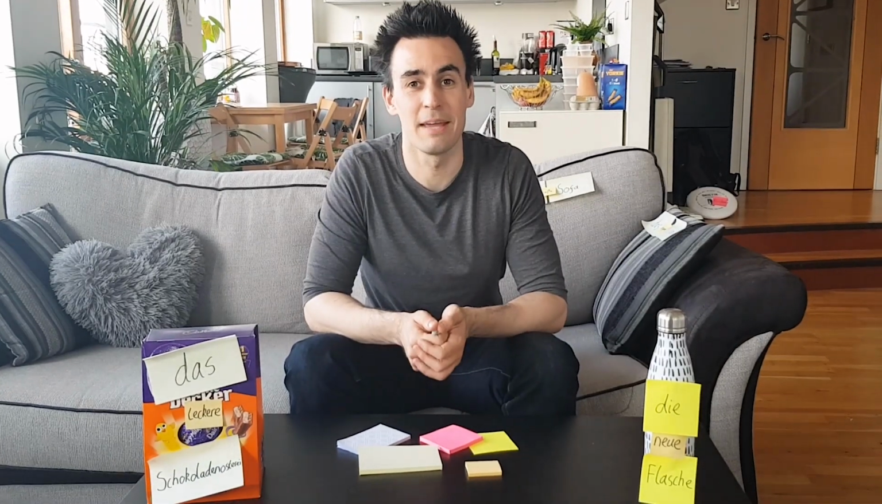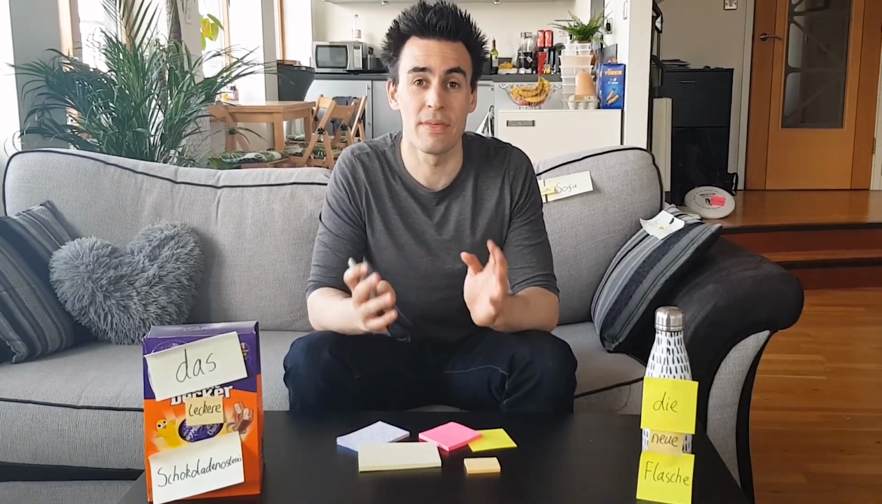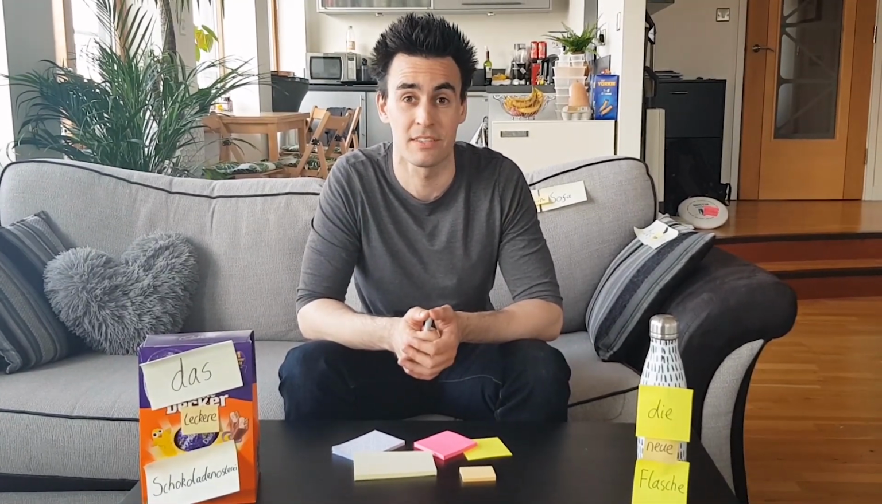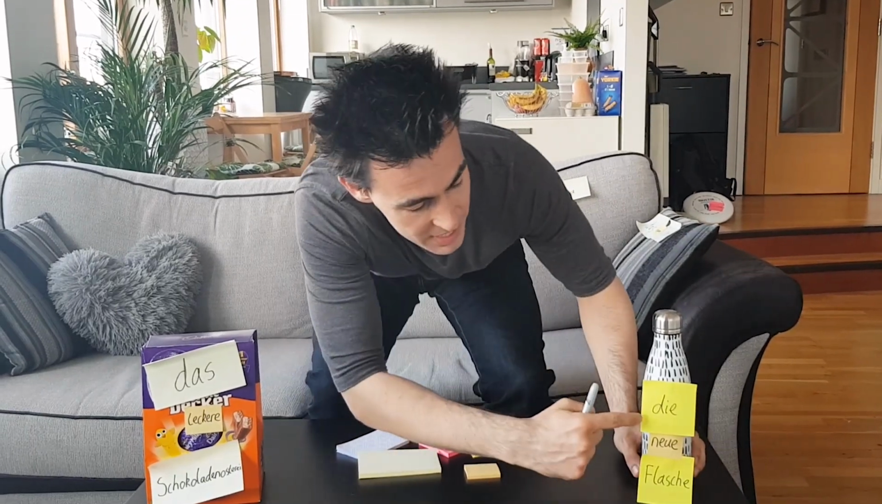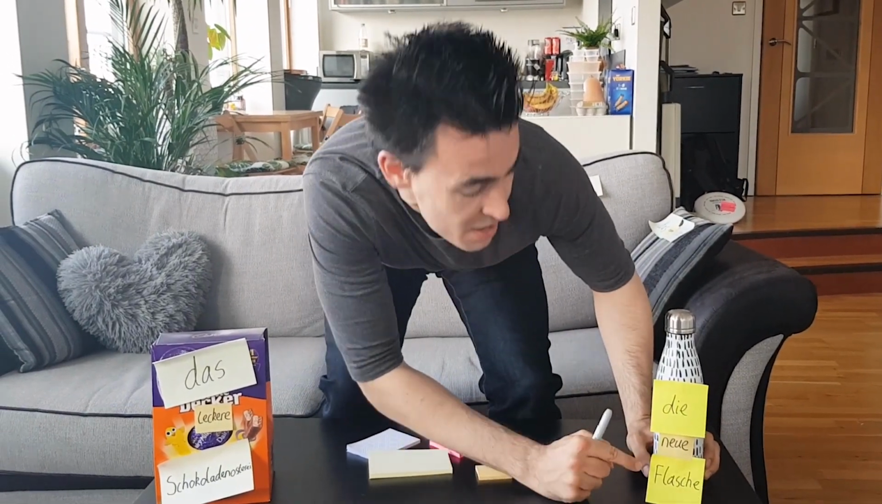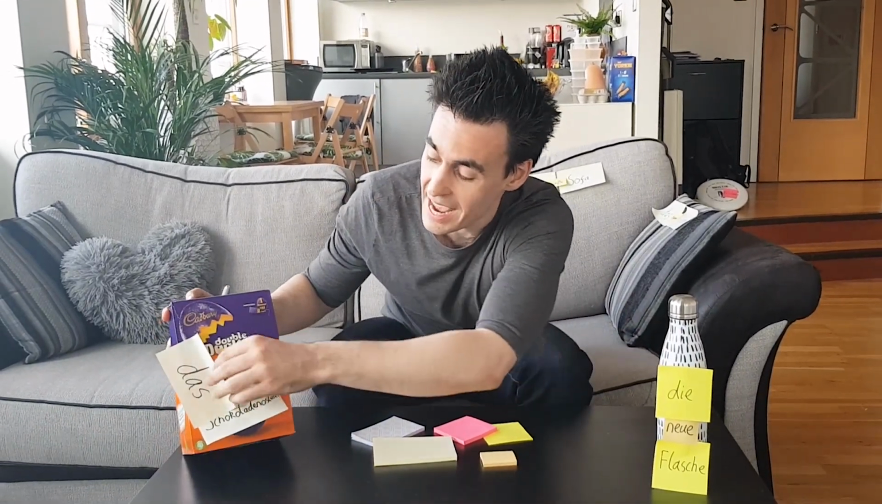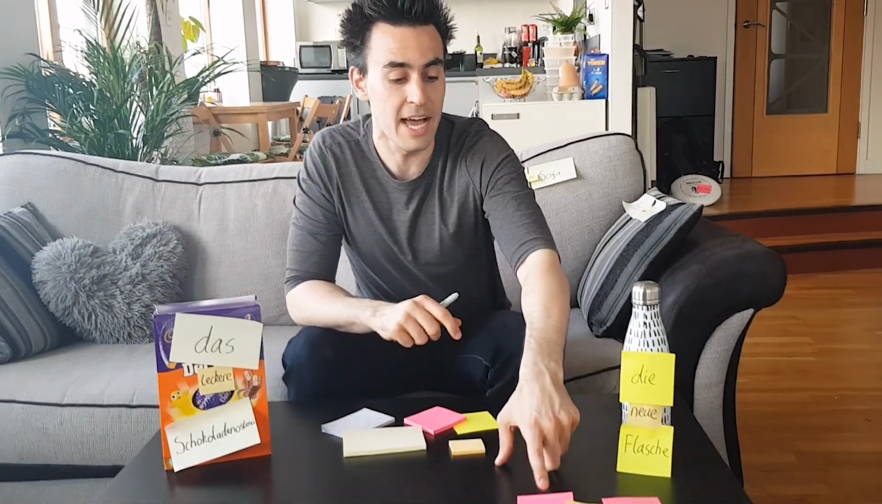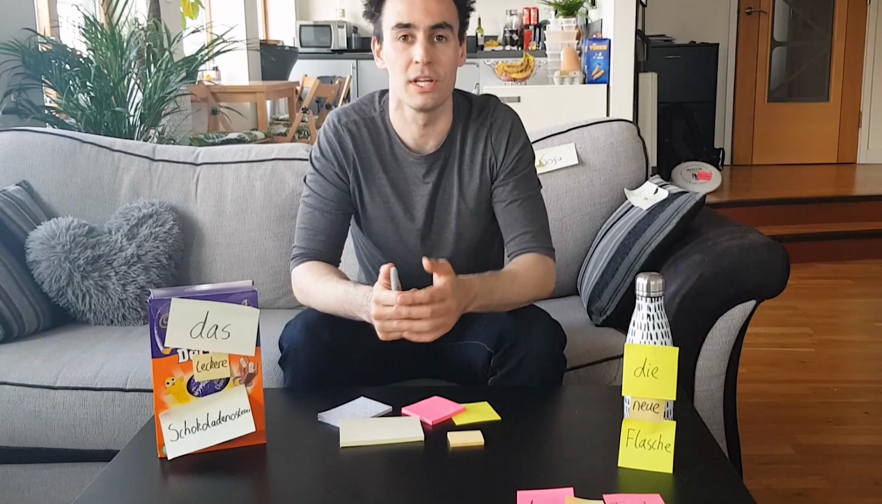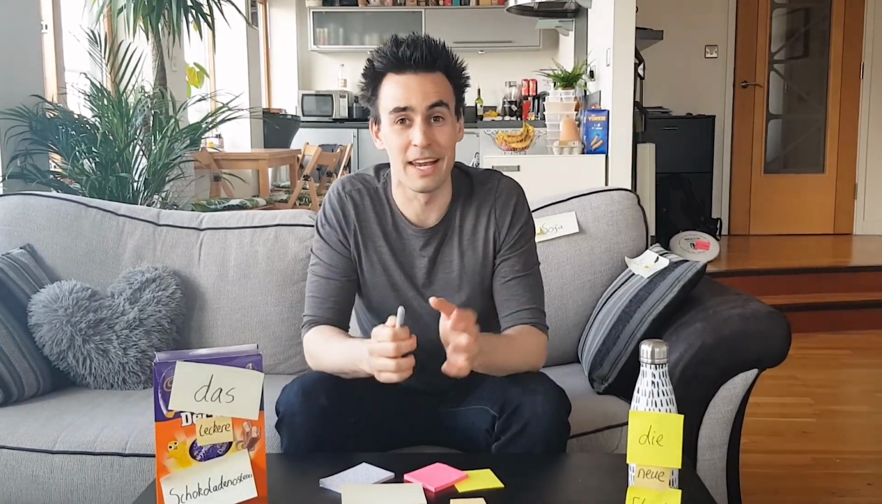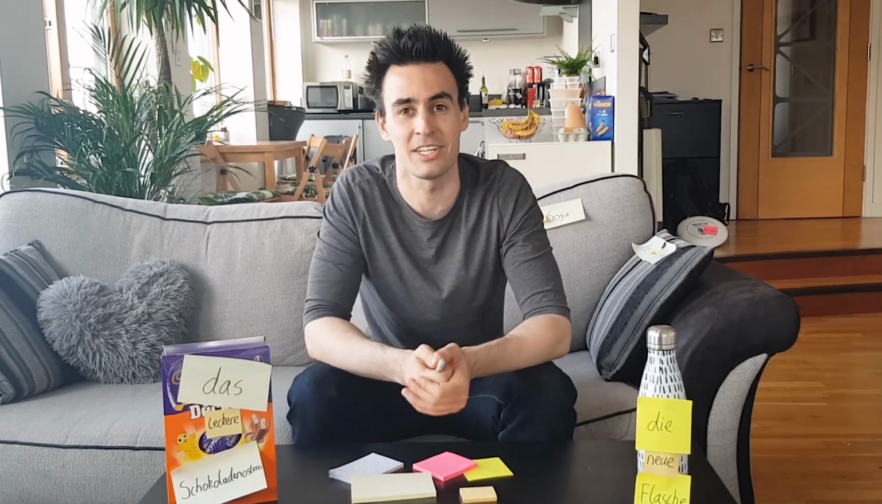So I hope you had fun labelling all the items in your house. Now remember, the most important thing here is that we're learning the German words for these things. So for example, we have die neue Flasche, the new bottle, or das leckere Schokoladenösterei, okay? Or der kleine Tisch, the small table. It's very fun labelling things, but make sure you're learning the items, the gender, and then as many adjectives as you can. Try and find some funny ones as well.